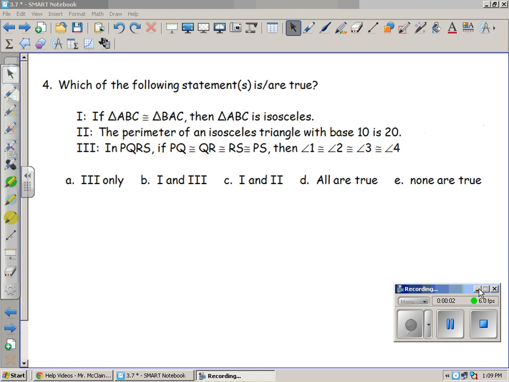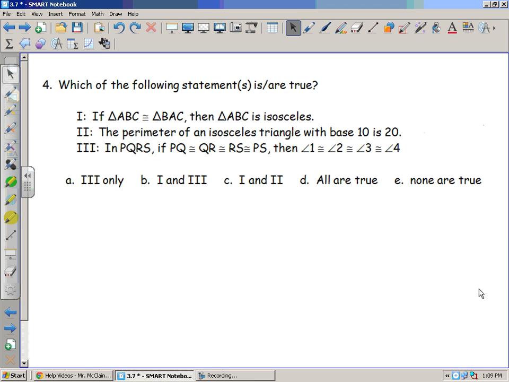Okay, this is problem number 4 from your chapter 3 quiz. The first question says, which of the following statements is or are true? I also have a picture here, but I'm going to keep that hidden for the time being because it doesn't come into play until question 3.